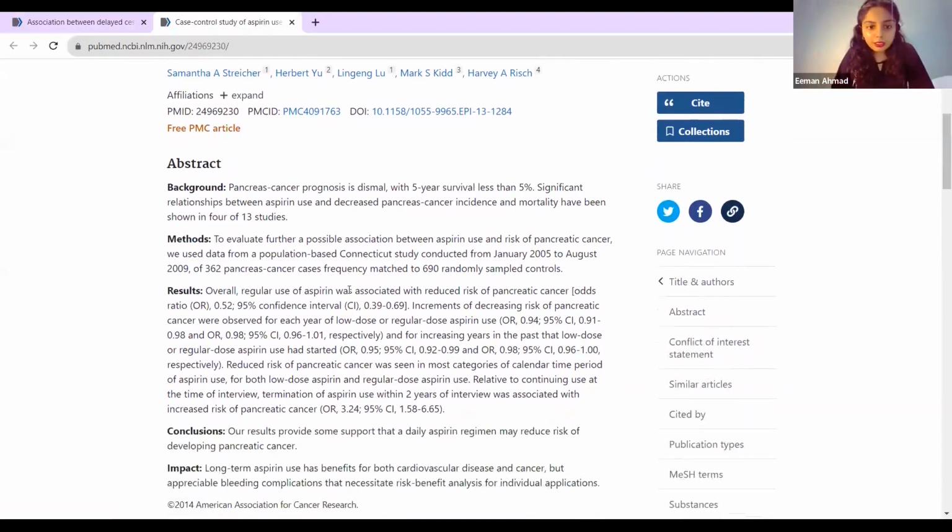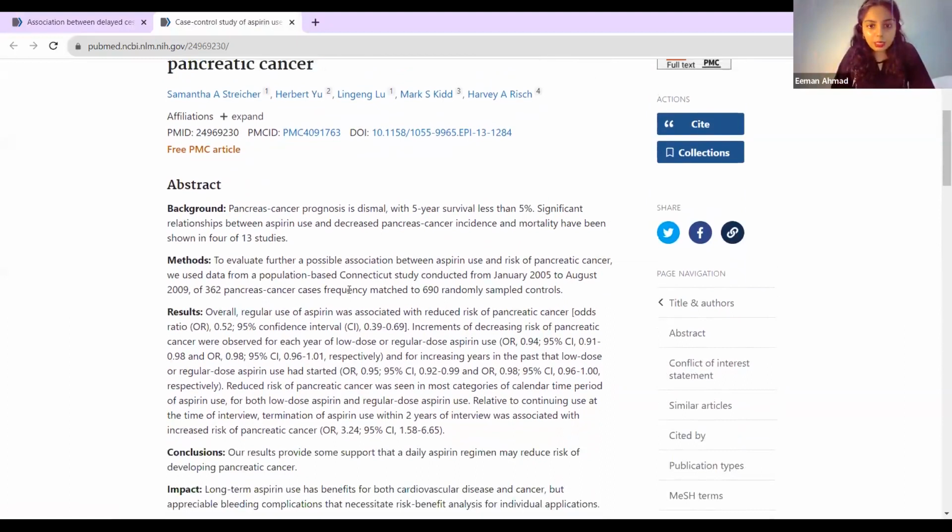So basically, what did they do? In their methods: we used data from a population-based Connecticut study conducted from January 2005 to August 2009 of pancreas cancer cases. They looked at pancreatic cancer specifically. They looked at people who had pancreatic cancer, and then they collected data on whether these people had used aspirin or not.